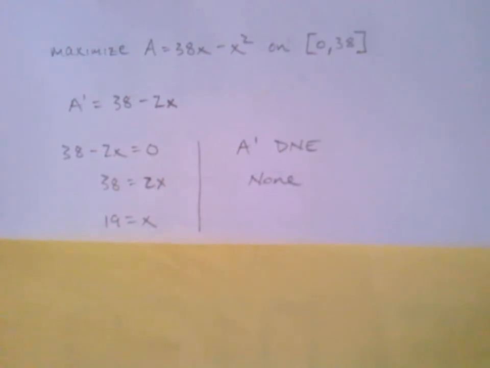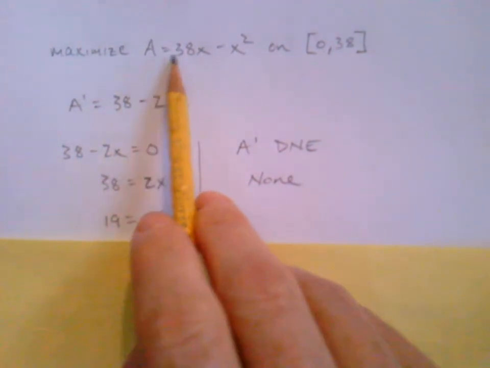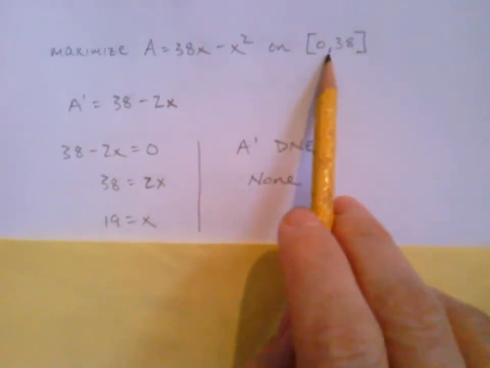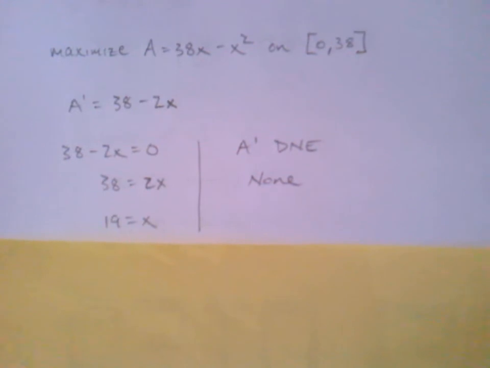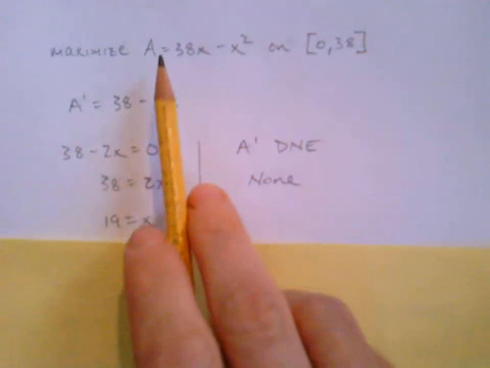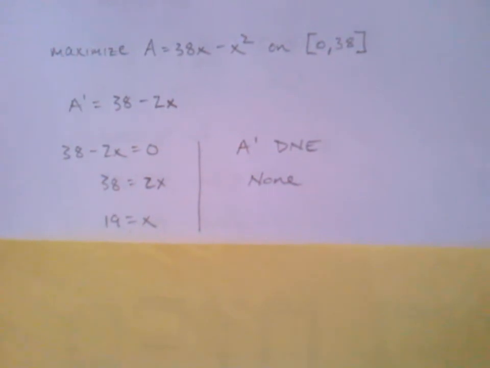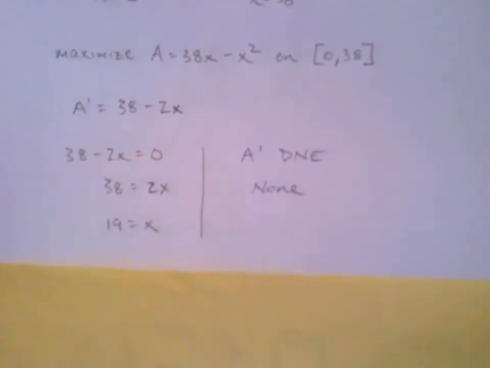Okay. So now if you think back to the procedure for finding an absolute max and min, you take any critical number and you plug that value of x back in to the original right here. You also take the two endpoints of your interval and plug them in. And those three y values are your candidates for the potential absolute max. So we're going to take 19, plug it into A. We're going to take 0, we're going to take 38, plug it into A. We're going to find the areas associated with each of those three x values.